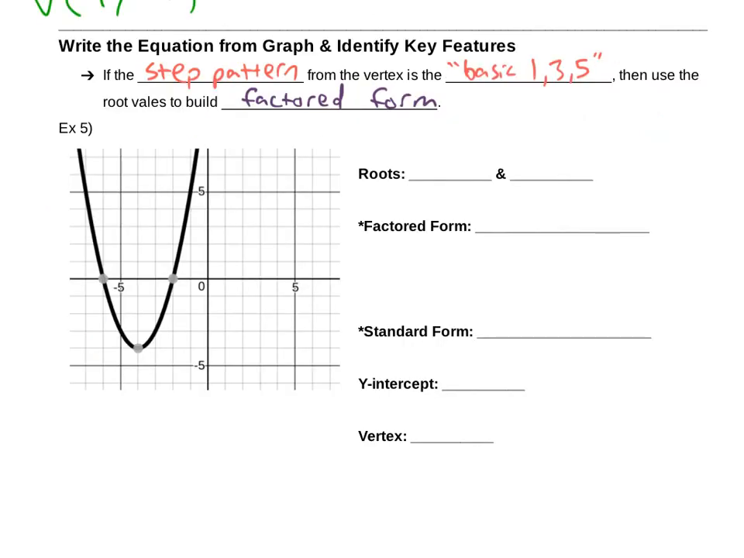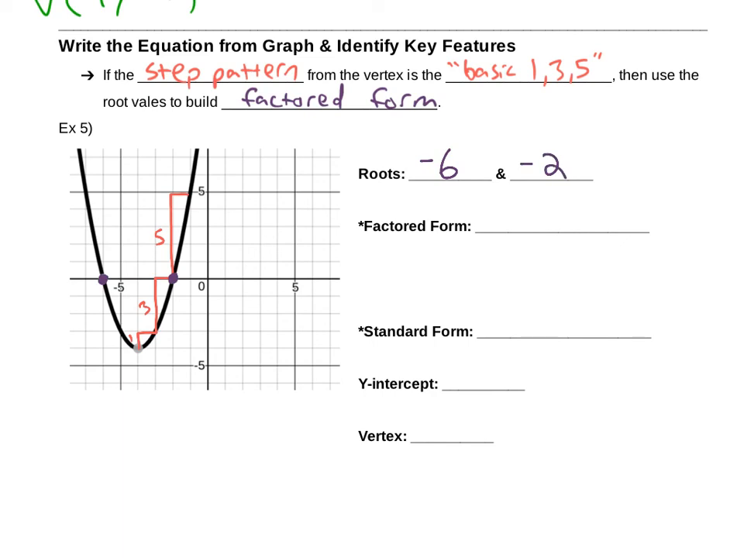All right, so lastly, if we are given a graph, we could use the roots to build factored form. And this is only true if we have the step pattern of A is 1, so a basic 1, 3, 5. And if we look at our graph here, we have that 1, up 1 over 1, up 3 over 1, and up 5 over 1. So it does hold true to that basic 1, 3, 5. So we could build factored form based on the opposites of what we see in our roots. So that root value right there is negative 6, and the other root value is negative 2.